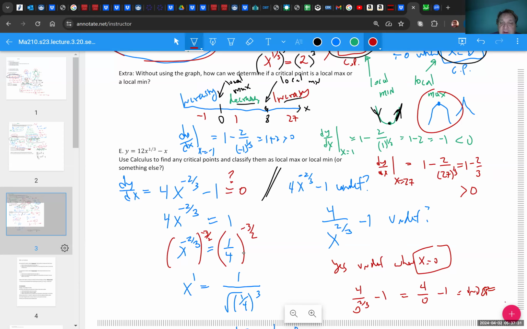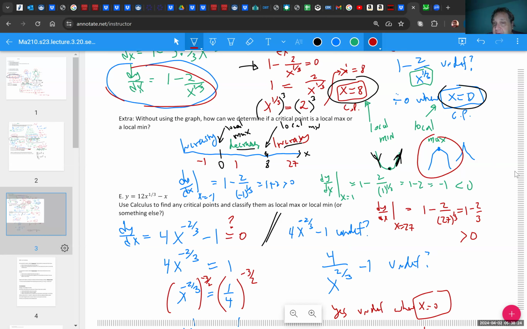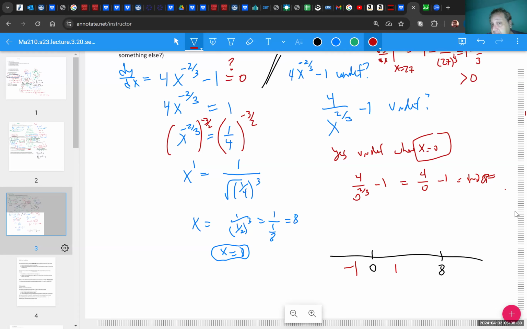I'm going to double check off screen so you don't just see me pause for a long time. Well, I double checked it. It looks all right to me. So if I find a mistake, I'll find it later, but I did double check and I can't find anything wrong. So we do get 2 critical points, at x equals 8 and x equals 0.